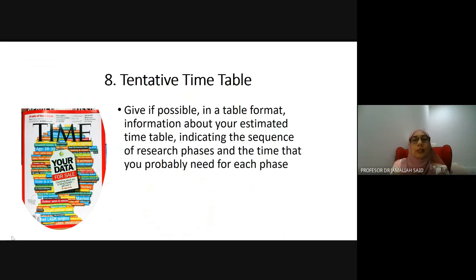And of course, this is the tentative timetable. When are you going to start? What are you supposed to do in semesters 1, 2, 3, 4, 5, and 6? Make sure when you prepare the timetable, if you're a part-time student, you finish within 4 years. Or if you're a full-time student, make sure your submission date is in your semester 6. Okay.